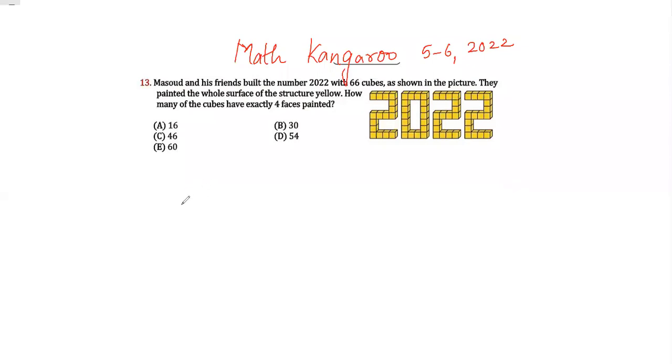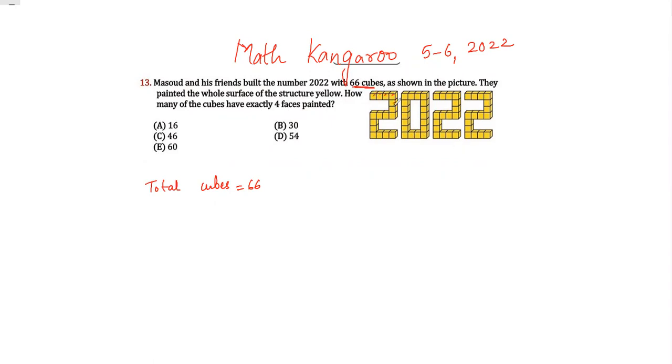Now let's read question number 13. Masood and his friends built the number 2022 with 66 cubes. So they've already given that the total is 66 cubes. As shown in the picture, they painted the whole surface of the structure yellow. How many of the cubes have exactly 4 faces painted? Now the total is 66. Let's just count the cubes in each of the figures.